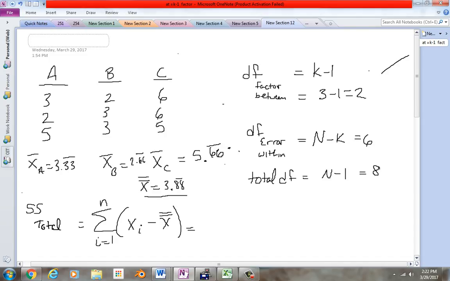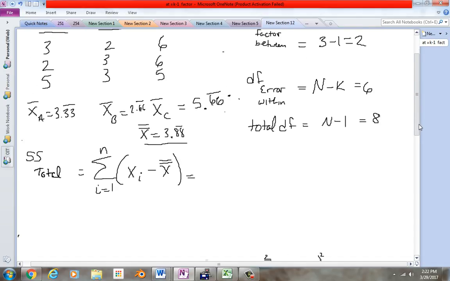So the degrees of freedom for the factor, or between columns, is the number of columns k minus 1. So 3 minus 1 is 2 degrees of freedom. For error, it is the total number of individuals, in this case 9 data points, minus the number of columns, which is 3. 9 minus 3 is 6. And the total degrees of freedom is n minus 1, which is 8.